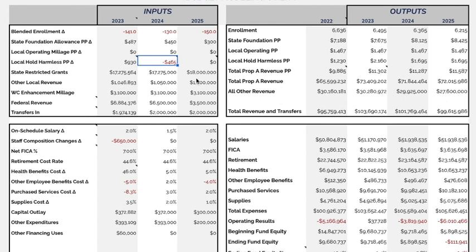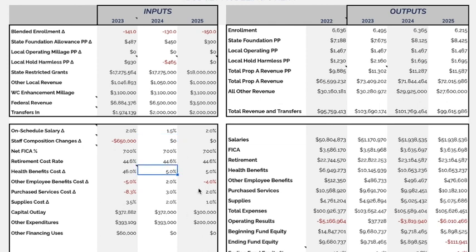And in this model, I have just said, let's assume no change in state restricted grants, really no change in other local revenue. Wayne County enhancement stays the same. Federal revenue stays the same, which is what the district is projecting. And then transfers stay about the same. Let's say that we model this with a 1.5% on-schedule salary increase, no change in staff composition. This is a big X factor. We need the district to come forward with their projection of what they think is going to happen here. No change in FICA, no change in retirement.